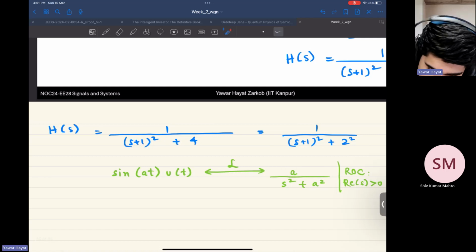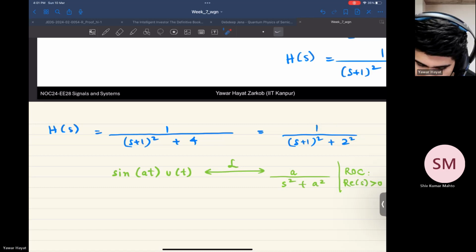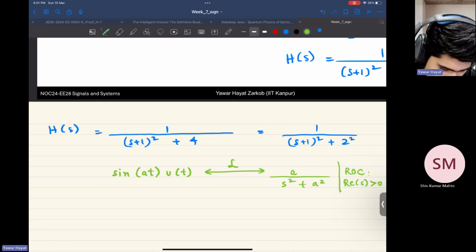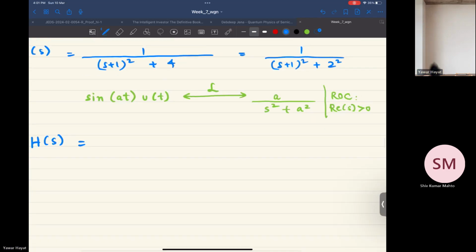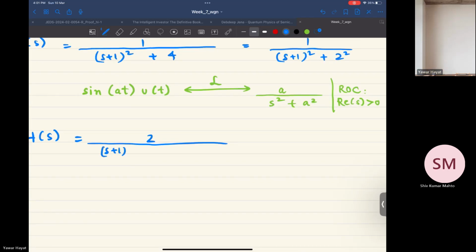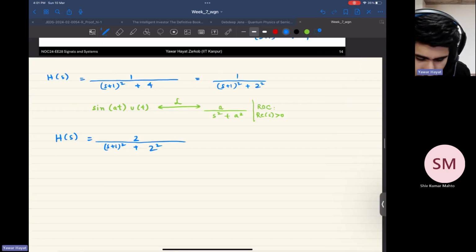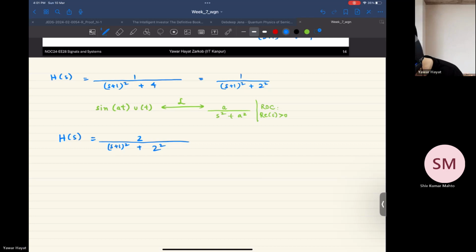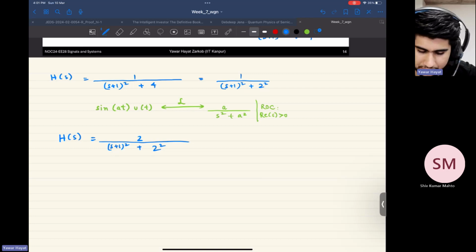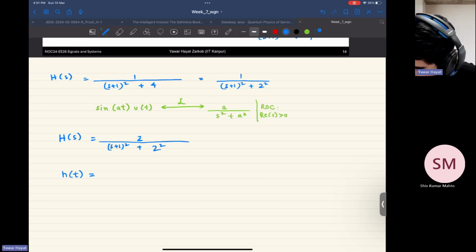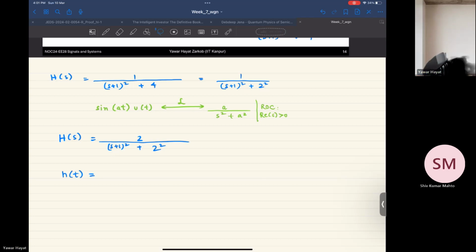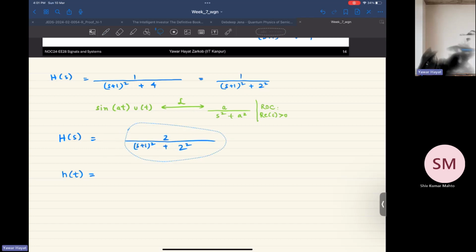Here a is in the numerator, right? So I need a 2 in the numerator. That is the reason why I'll do the following. I'll write H of s as 2 whole divided by s plus 1 square plus 2 square. Right? And then for the ROC, real part of s greater than 0, I can write H of t as, wait, sorry, I missed a factor.